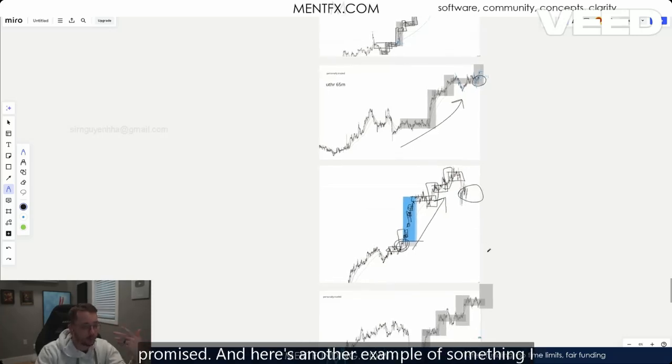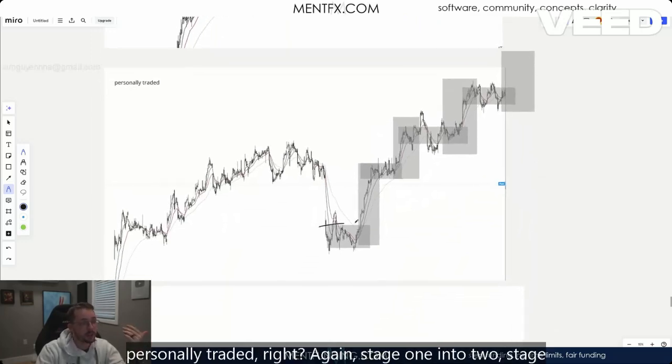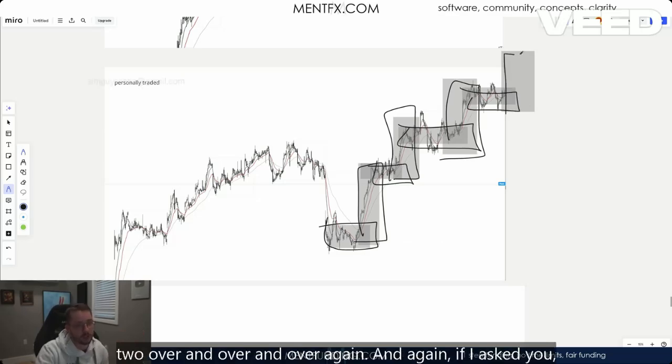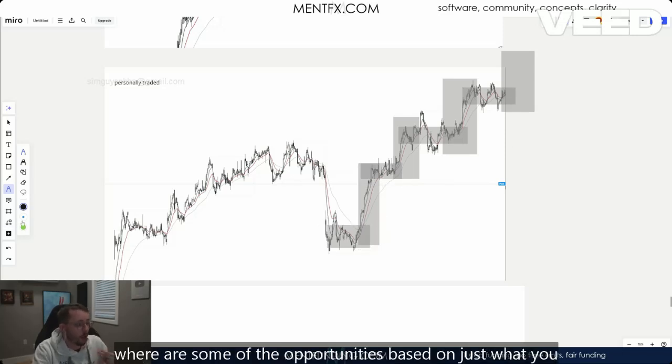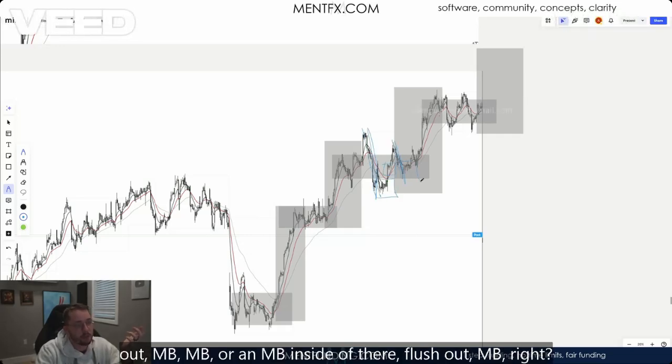Now we're going to speed this up like I promised. And here's another example of something I personally traded, right? Again, stage 1 into 2, stage 1 into 2, stage 1 into 2, stage 1 into a potential 2, over and over and over again. And if I asked you where some of the opportunities were, based on just what you understand so far, that you could have taken, a lot of you may point to likely this flush out followed by MB, MB, flush out, MB, MB, or an MB inside of there, flush out, MB, right?